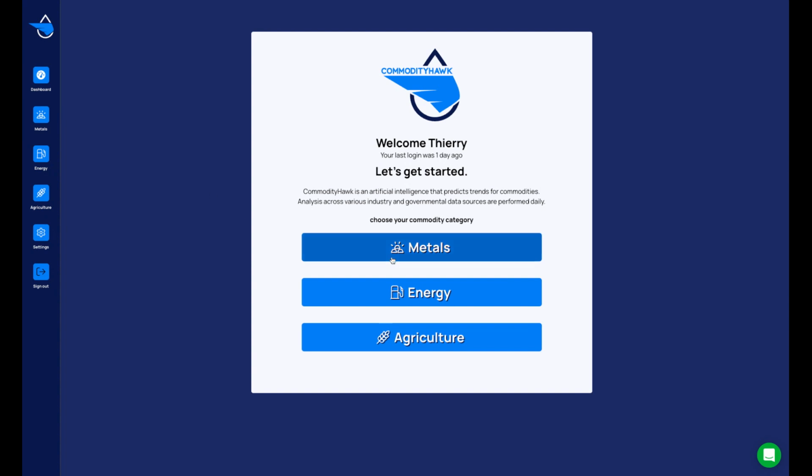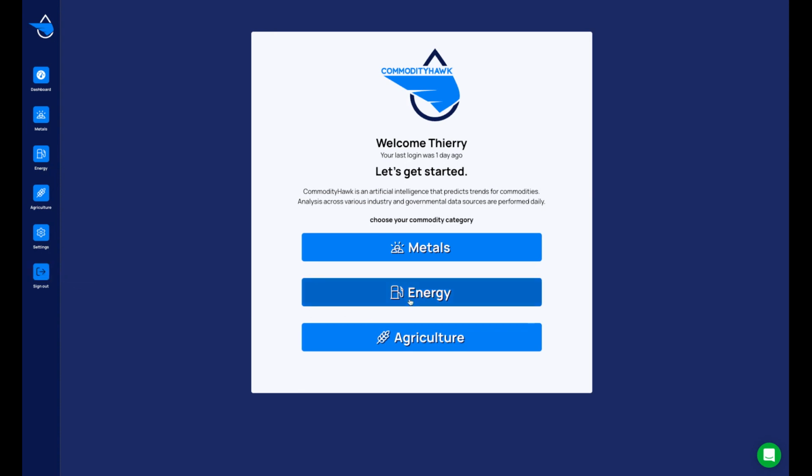When you log in, you will be on this dashboard screen. The dashboard screen offers metal, energy, and agriculture category access. Likewise, if you navigate on the left vertical menu, you can go back to the dashboard, access metal, energy, or agriculture directly. You can go to settings to change your password, email, and user preferences, or you can sign up.